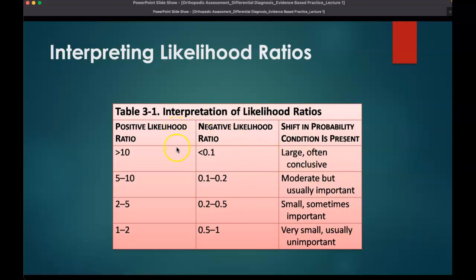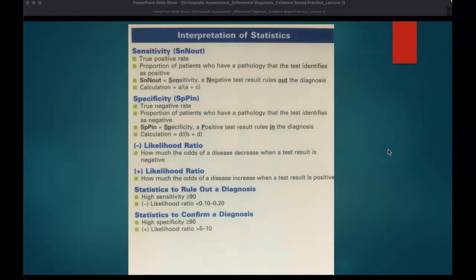On the opposite end of that, the positive likelihood ratio, if we have a highly specific test that is positive, we want that likelihood ratio to be larger than 10, and if that positive likelihood ratio is larger than 10, then we're really certain that the patient has the pathology. So I hope that made sense. But if not, this is my cheat sheet for most evidence-based practice stats, right?